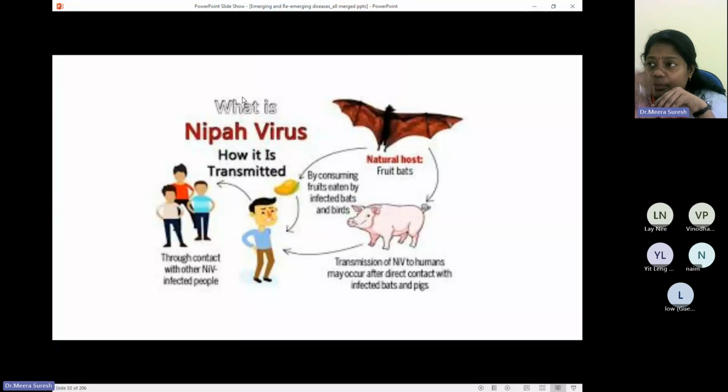Initially, there was fever, some allergic rhinitis, etc., of which they didn't take much care. But it was rapidly transmitting. That's how his family also got infected. But in 2 or 3 days itself, the person started showing the symptoms of encephalitis. So then he was taken to the hospital.